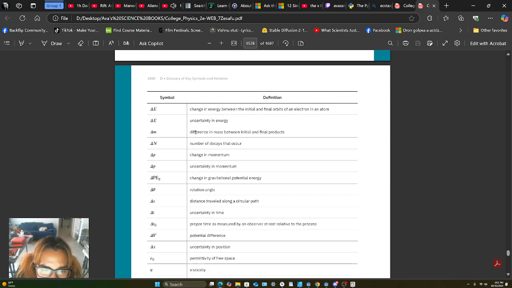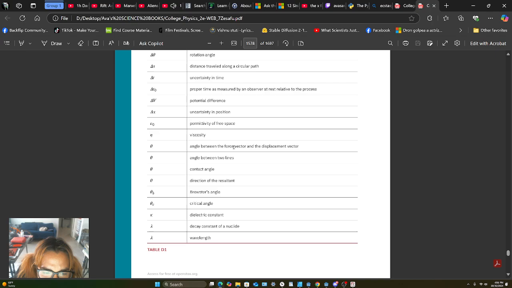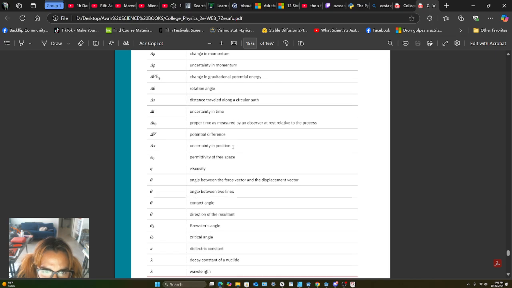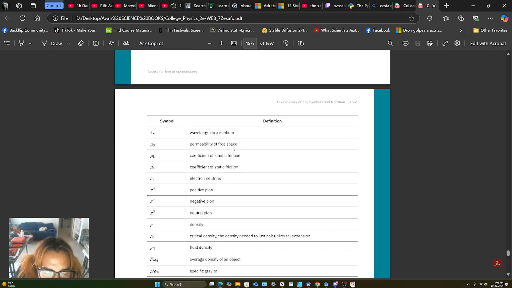Okay. Change in M. Difference in mass between initial and final products. Change in N. Number of decays that occur. Change in P. Okay, we want to look for something very specific. We're looking for distance. Distance. Distance. Lambda.